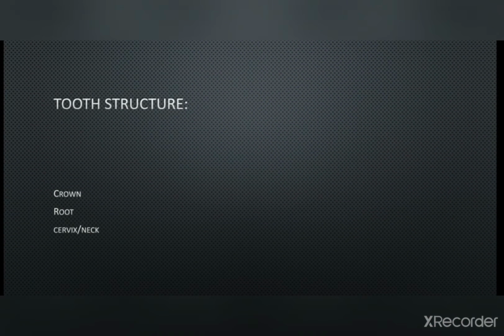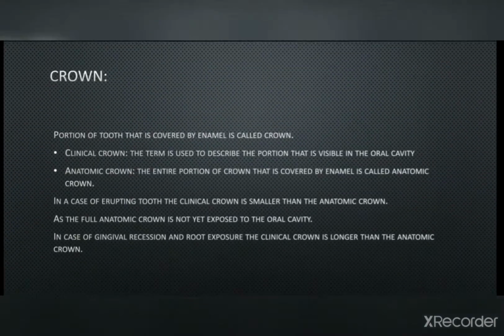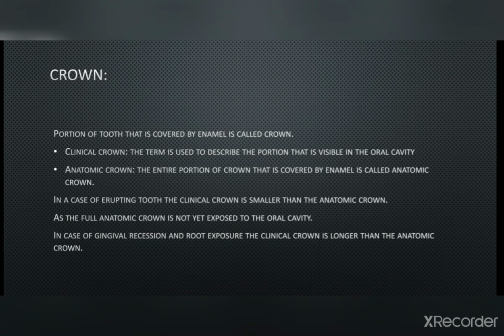So, tooth structure: it is the crown, root, and cervix or the neck. Crown: the portion of the tooth that is covered by enamel is called the crown. Clinical crown: the term is used to describe the portion that is visible in the oral cavity. Anatomic crown: the entire portion of the crown that is covered by enamel is called the anatomic crown.